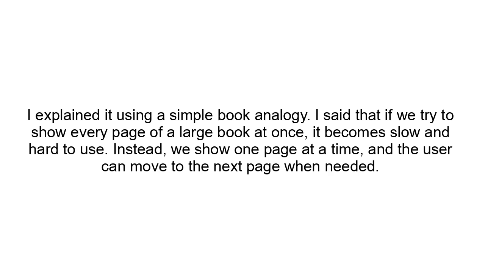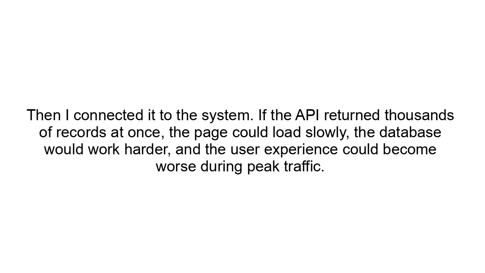I said that if we try to show every page of a large book at once, it becomes slow and hard to use. Instead, we show one page at a time, and the user can move to the next page when needed. Then I connected it to the system. If the API returned thousands of records at once, the page could load slowly, the database would work harder, and the user experience could become worse during peak traffic.